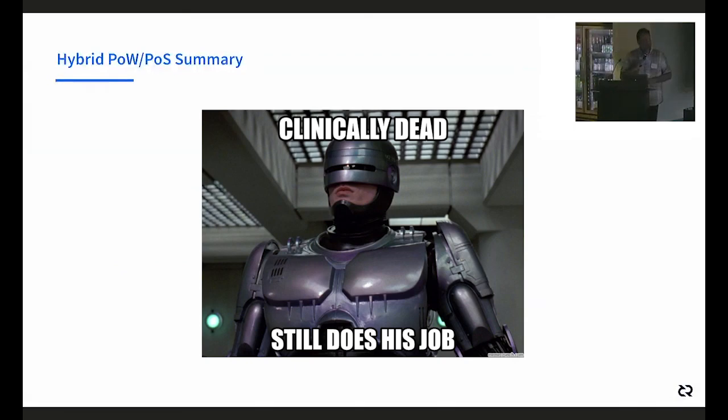So I expect everyone's familiar with Robocop. I feel like Robocop is a good sort of metaphor or mascot for this hybrid proof of work, proof of stake, in the sense that he's half man, half machine. He's conflicted. I view proof of work as sort of the machine side and proof of stake as the human side. I don't know how much further I can stretch the analogy, so I think I'll stop there.